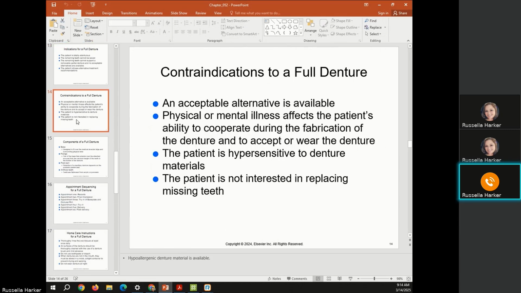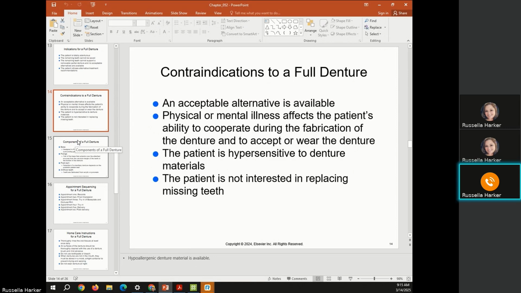There are contraindications to a full denture. The first contraindication is if there's an acceptable alternative available. A full denture can be difficult for a patient to wear. And if the patient has a physical or mental illness that affects the patient's ability to cooperate during the fabrication of the denture, and it makes it hard for them to accept wearing the denture, then we wouldn't do the full denture.